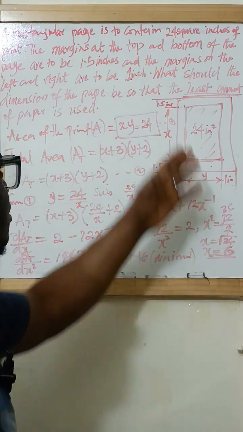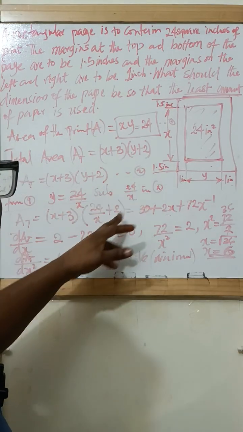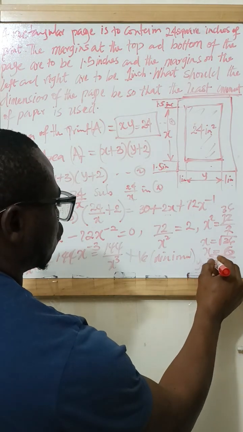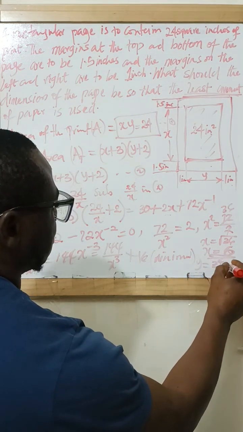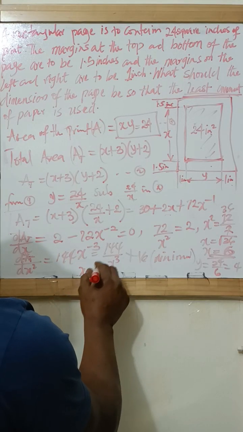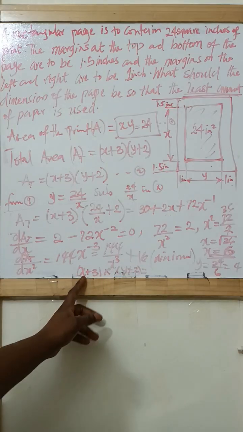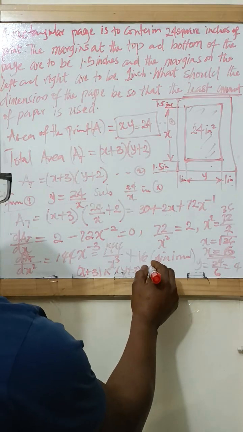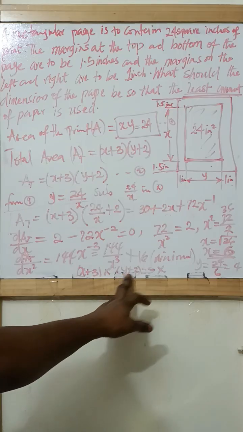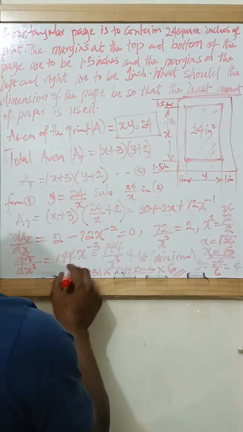So then also, what is the dimension that will give us that? We just need to find y. And what is y? Y is the same thing as 24 over x. So y is going to be 24 all over 6, and that's 4. So the dimension is going to be x plus 3 times y plus 2. X is 6, so 6 plus 3, that will be 9. Then y is 4, 4 plus 2, that's 6. Okay, so this is the dimension.